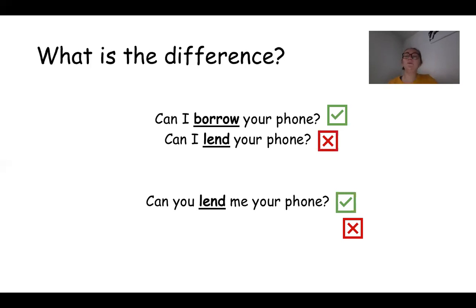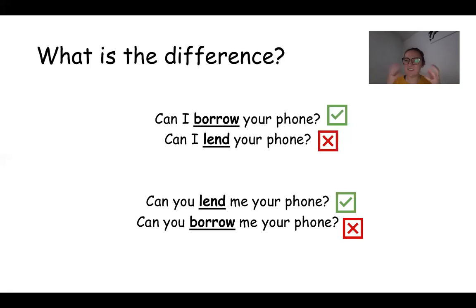Can you lend me your phone? Now we talked about that, can I borrow your phone? Can you lend me your phone? Those two mean the same thing. Not exactly the same, but pretty much the same thing. People will understand them as the same thing is happening. But if you said, can you borrow me your phone? That one doesn't work. It's incorrect because it's just confusing. It's not okay English grammar.